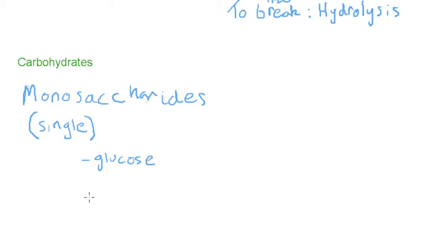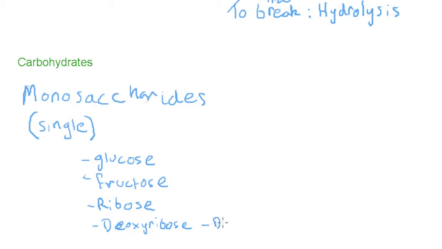We also have many more though. We also have fructose. You may have heard of that one. Ribose. This is a component of RNA, sorry. Deoxyribose is the component. Deoxyribose, that's a component of DNA. Ribose is a component of RNA. You'll be introduced to these soon. Galactose. Some crazy names for these. As well as other ones.